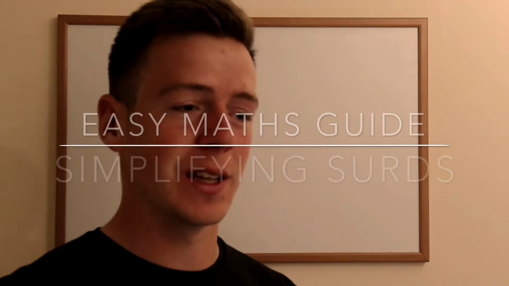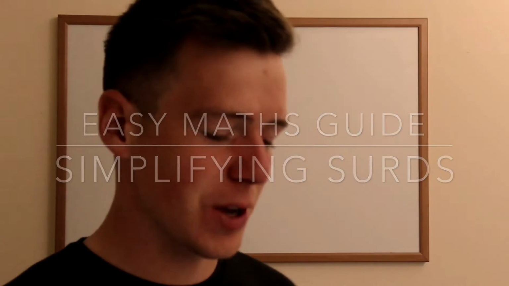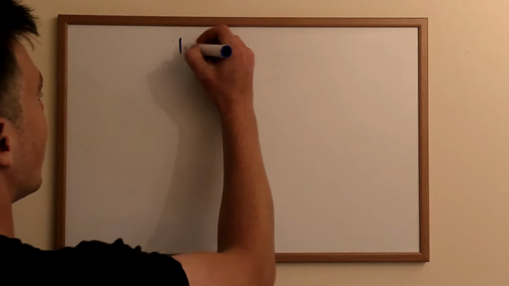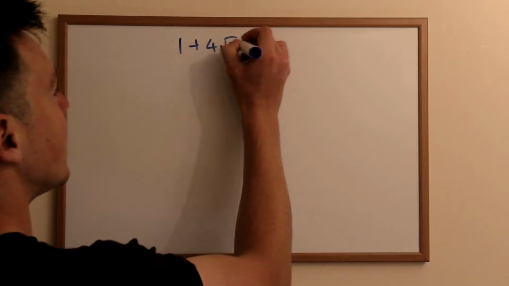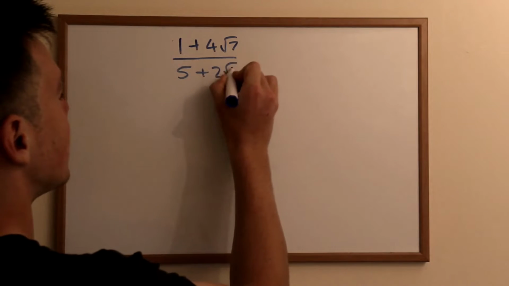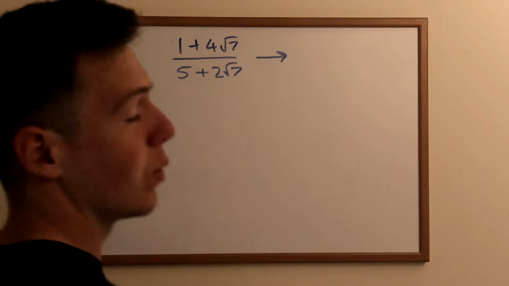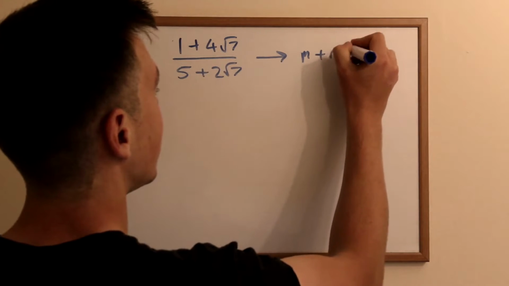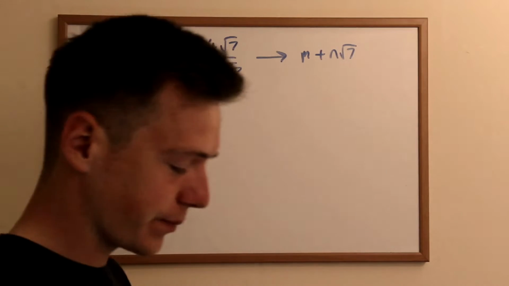Today we are focusing on surds and how we can deal with them. So this question comes from the June 2017 A-level paper, and it basically says we have this expression 1 add 4 root 7 divided by 5 add 2 root 7, and we need to put it into the format of m plus n root 7.